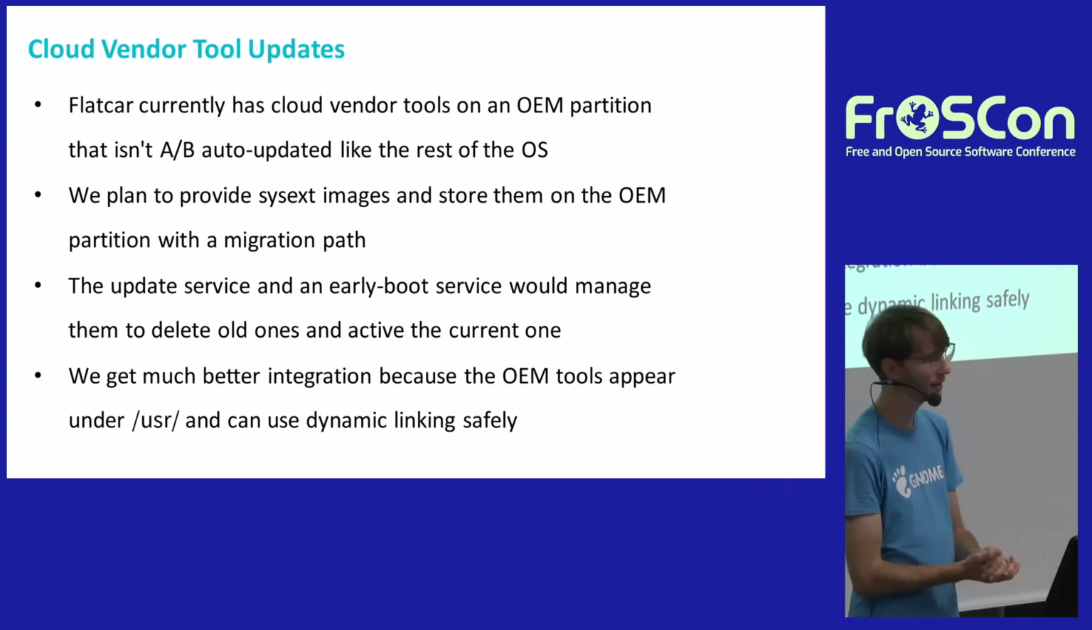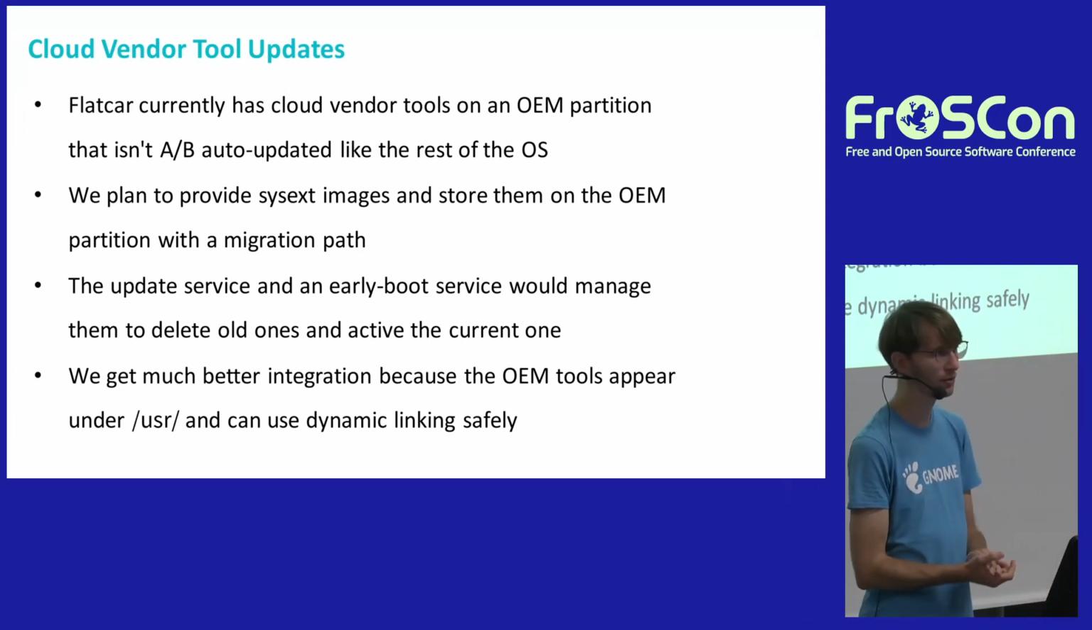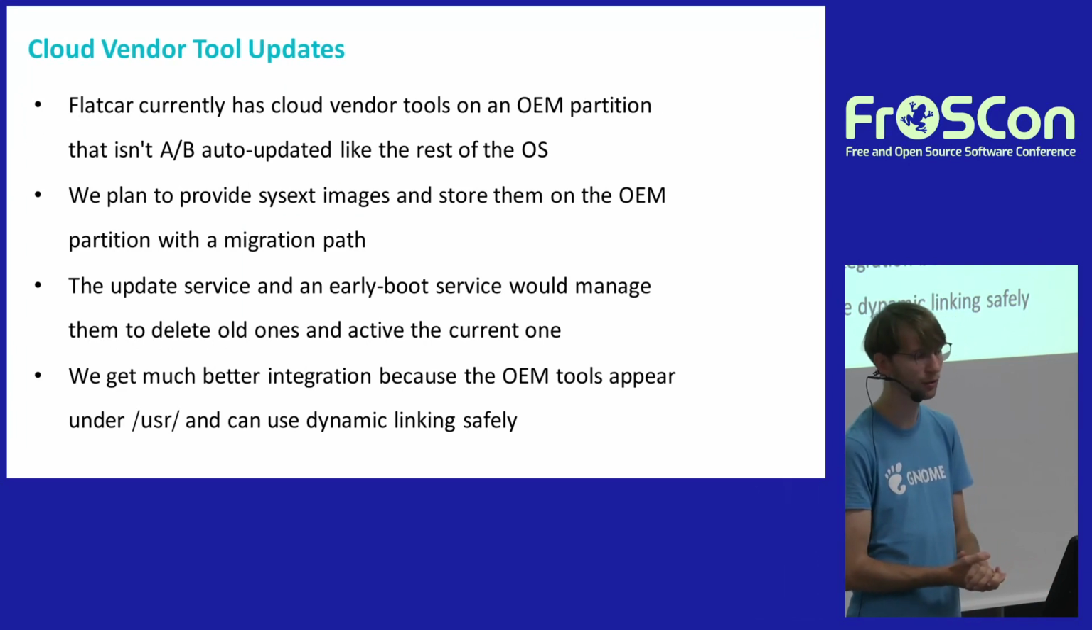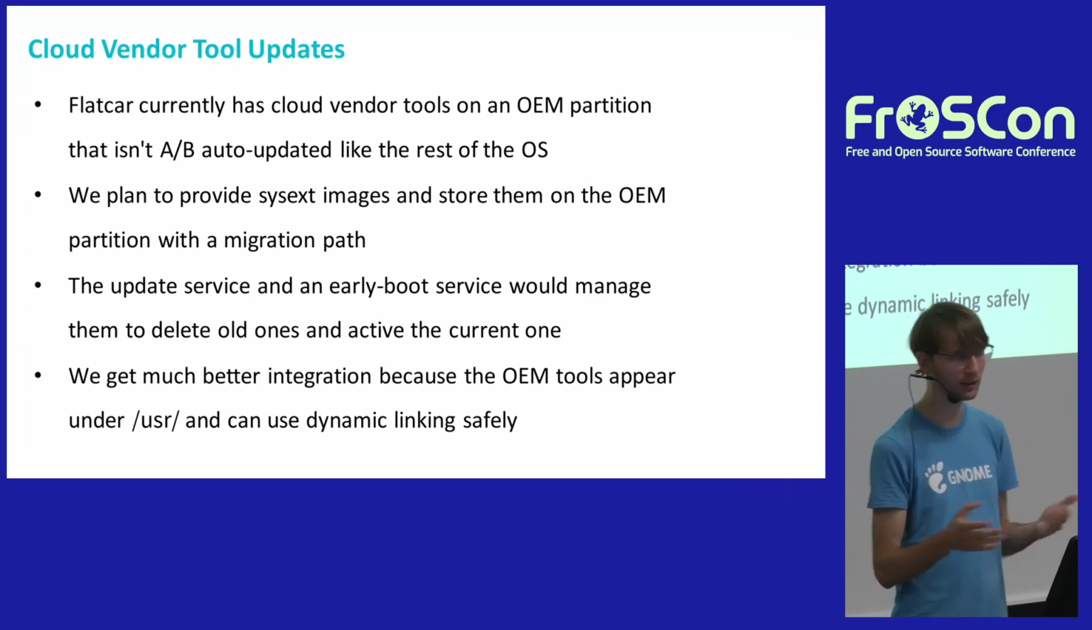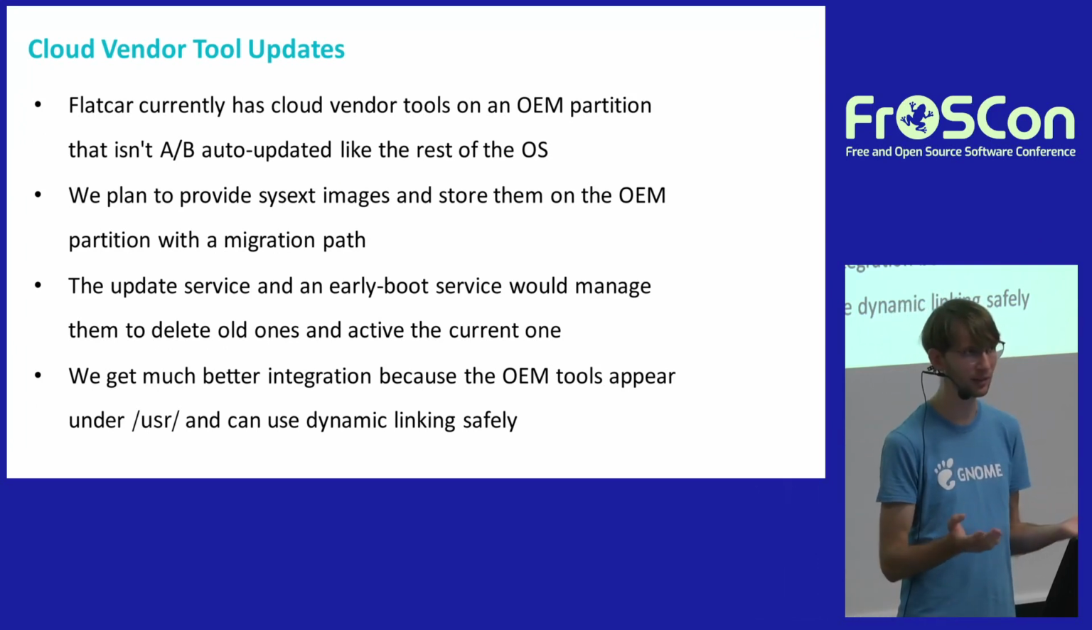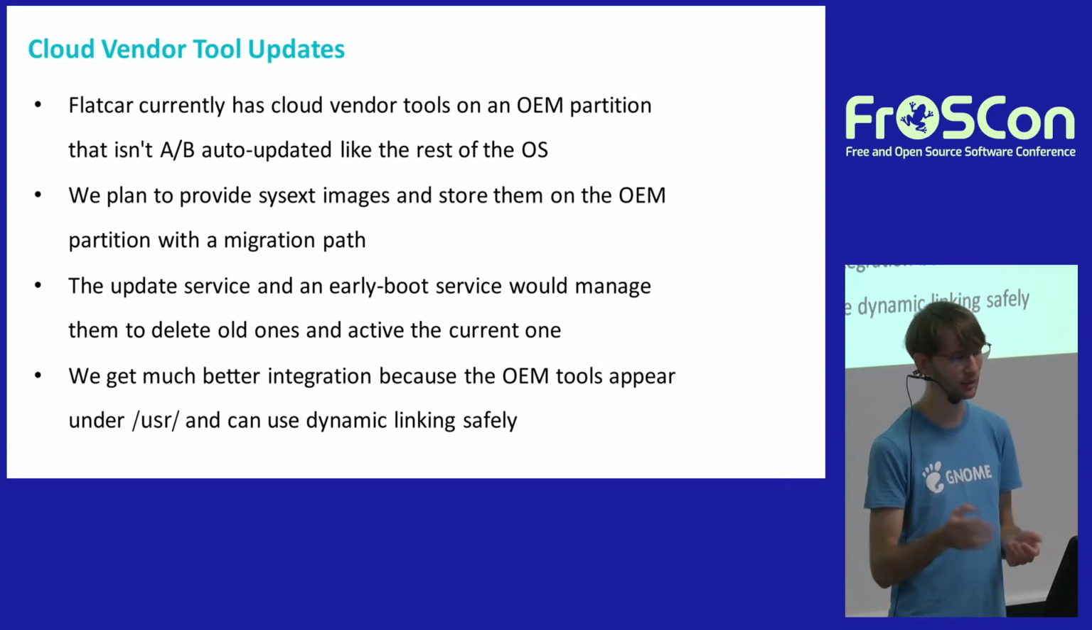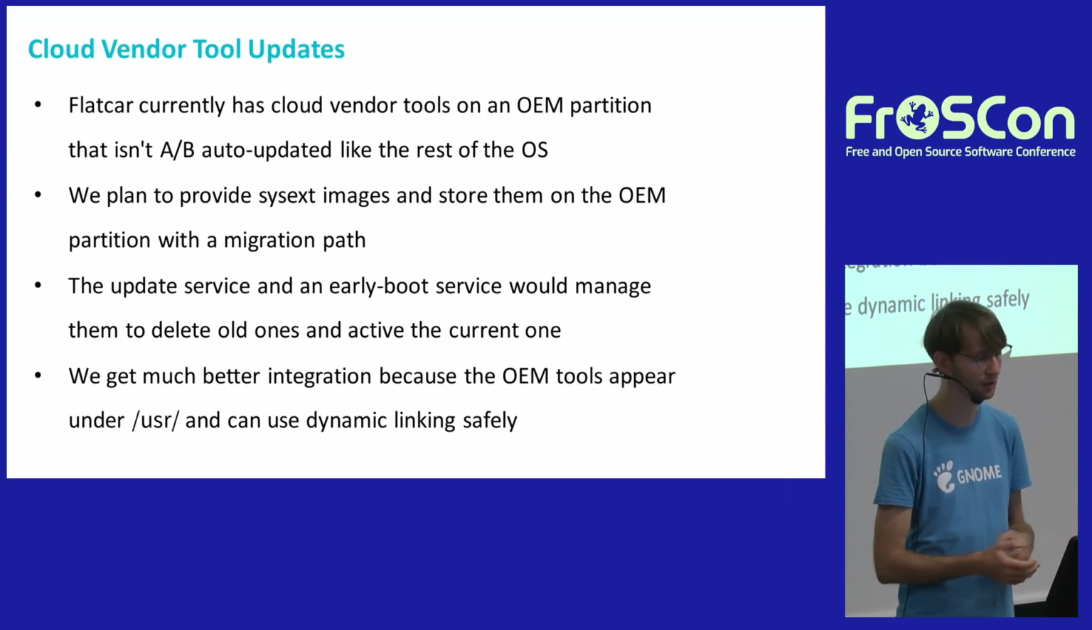Then another use case we have is cloud vendor tool updates. In Flatcar we have the cloud vendor tools in an OEM partition. The images that we have for Flatcar are mostly the same. They have the same /usr partition, but they have different OEM partitions per cloud image type. And this is not A/B updated like the rest of the OS, and we need a solution to that.